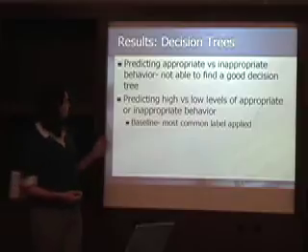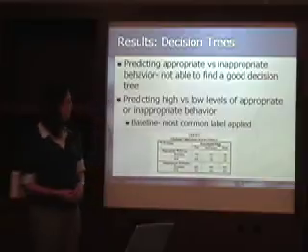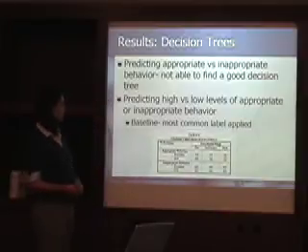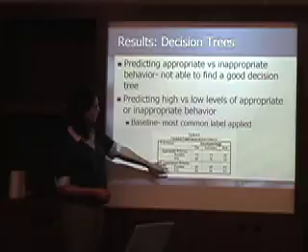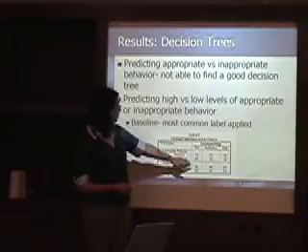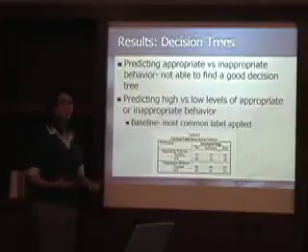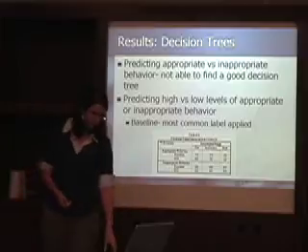We identified a baseline by using the most common label applied, and these are the results when compared to our decision trees. As you can see with the inappropriate behavior here, we were not able to improve on the baseline, and thus the decision tree was not acceptable. However, before treatment and during treatment, we were able to markedly improve on the baseline, and thus they were definitely significant findings.